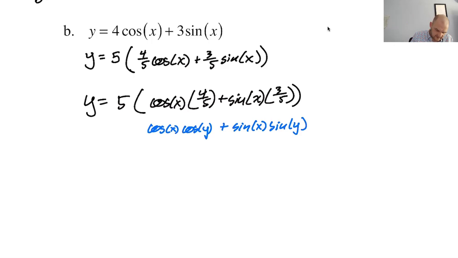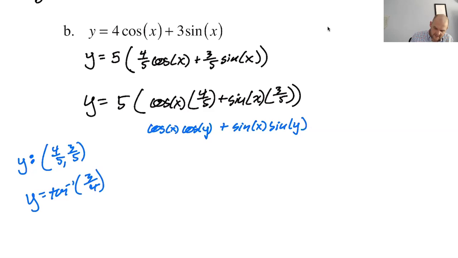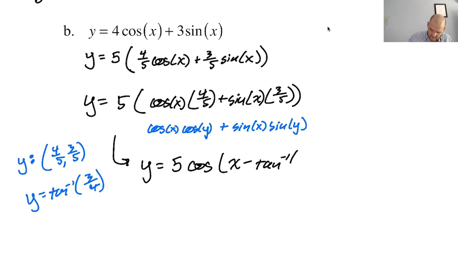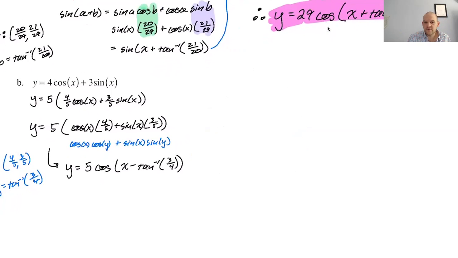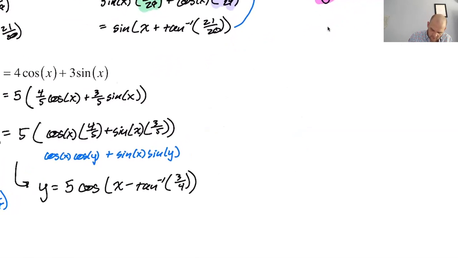So I know that y uses the ordered pair 4/5, 3/5, so y must be equal to the inverse tangent of 3/4. So we can say y equals 5 cosine, because cosine, cosine plus sine, sine is cosine of x minus y: x minus tan inverse of 3/4. And we can rearrange it again. This is what I mean by when you know what you're doing, you show a little bit less work.